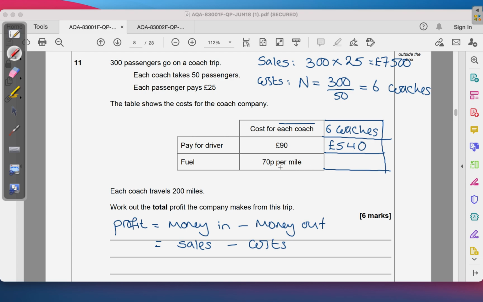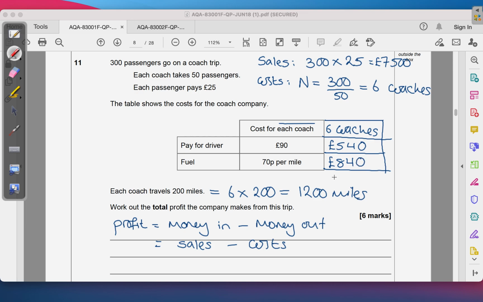Now 70 pence per mile. So we need to know how many miles they're going to travel. There's 6 coaches. Each coach travels 200 miles. So the total number of miles is equal to 6 times 200, which is equal to 1,200 miles. Now we need to do 70 pence per mile. So I would do 12 times 7, which gives us 84, and then I need to put 2 zeros on the end, because I did 7 times 12, so that gives us 8,400, but this is 70 pence, not 7, so I divide it by 10, so it's going to be 840.